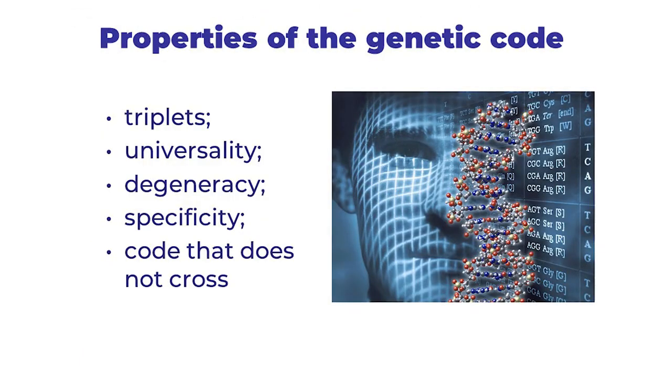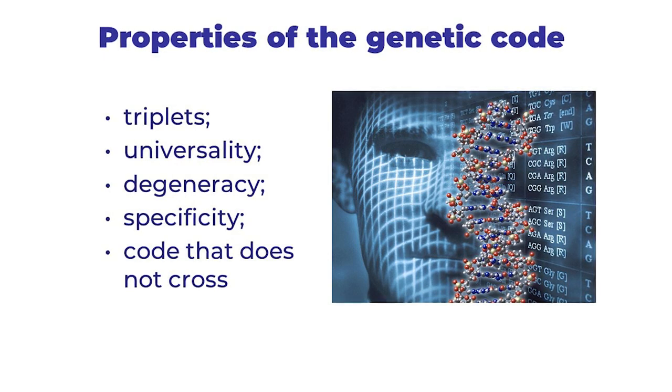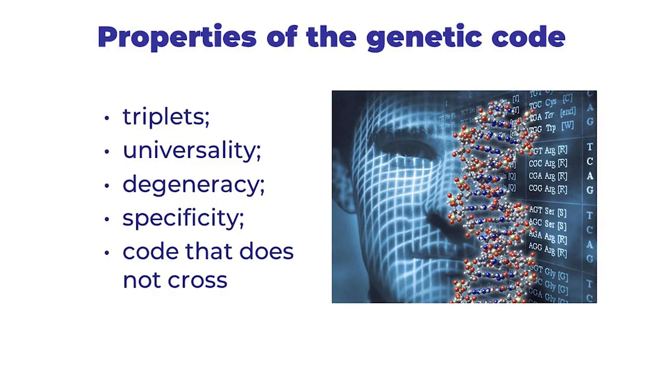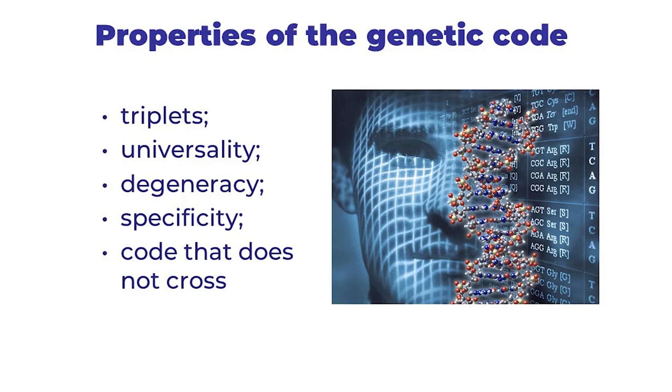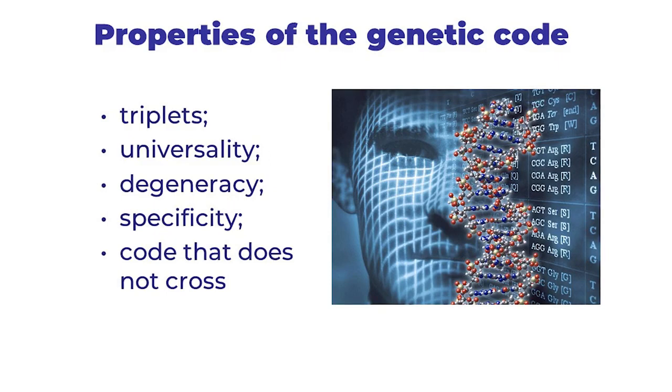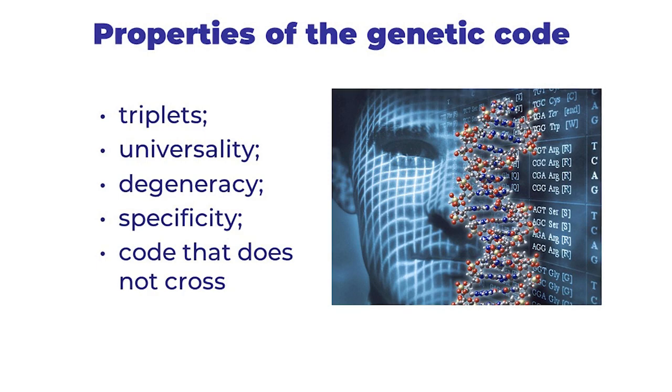Properties of the genetic code: triplet structure. A code is a triplet of nitrogen bases of a DNA polynucleotide chain. Universality. The genetic code is universal for all organisms, the same 4 nucleotides and the same amino acids. Degeneracy or redundancy. The same amino acid can be coded by more than 1 triplet. Specificity. Each triplet codes only 1 amino acid. Non-overlapping. A code doesn't cross. Each nitrogen base belongs to only 1 triplet. Okay, we studied and repeated the genetic level of genetic material organization.